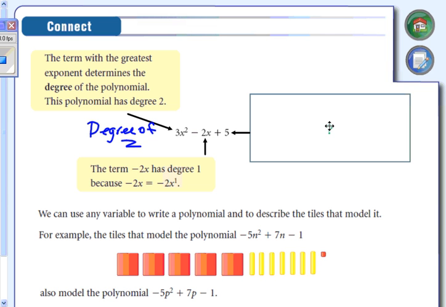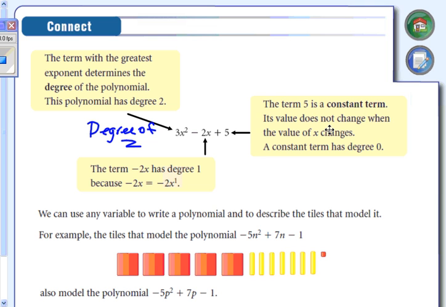And then this last one, let's get that one shown up here. The term 5 is what we call a constant term. Now, why is it called constant? Well, since it doesn't have a variable part, it never changes. A constant term always has a degree of 0. Now, watch out in your notes. There was a misprint in one of these constant terms. It says right beside it, a constant term has degree of 0, but then it says 2. That was a mistake. Constant terms always have a degree of 0. Always, always.